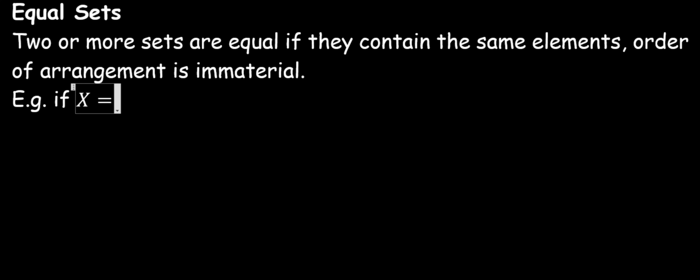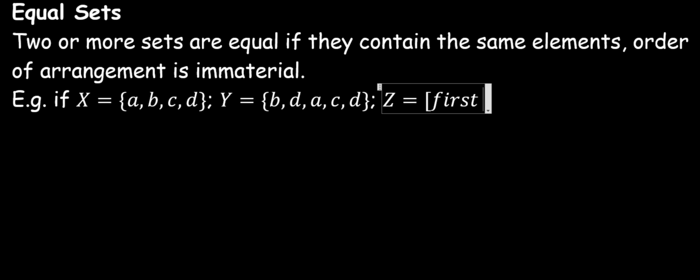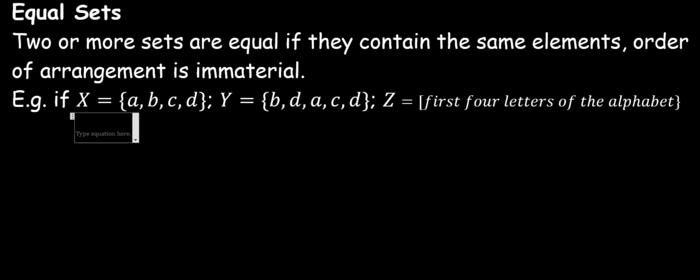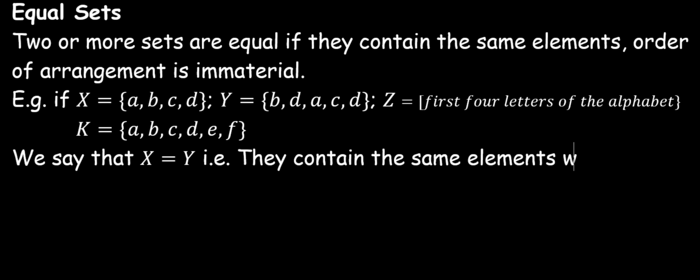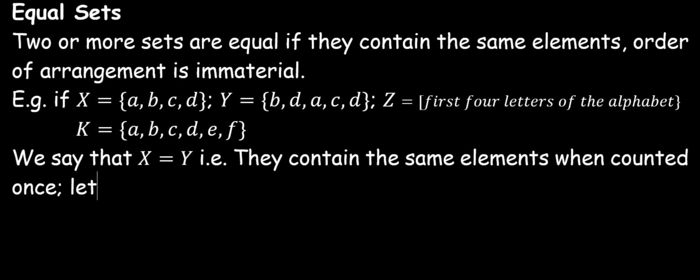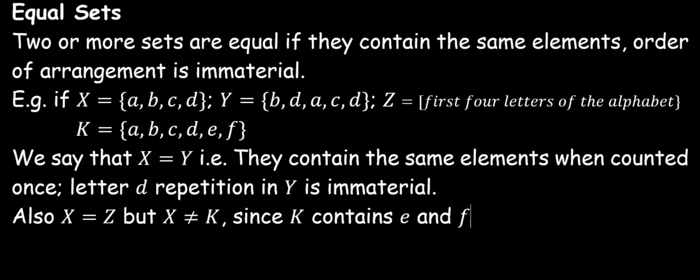Example, if X equals {A, B, C, D}, Y equals {B, D, A, C, D}, Z equals the first 4 letters of the alphabet, K equals {A, B, C, D, E, F}, we can say that X is equal to Y. That is, they contain the same elements when counted once. The D repetition in Y is immaterial. Also, X is equal to Z, but X is not equal to K, since K contains E and F, which are not elements of X.